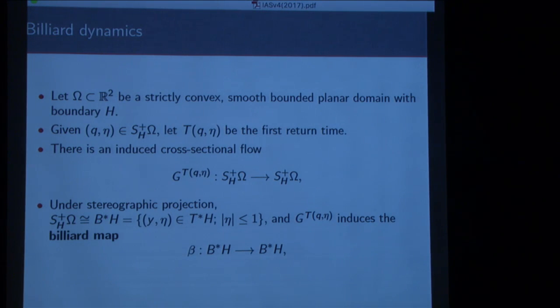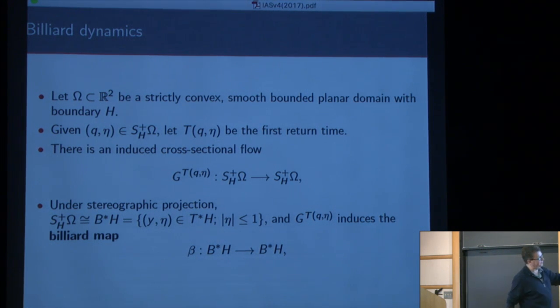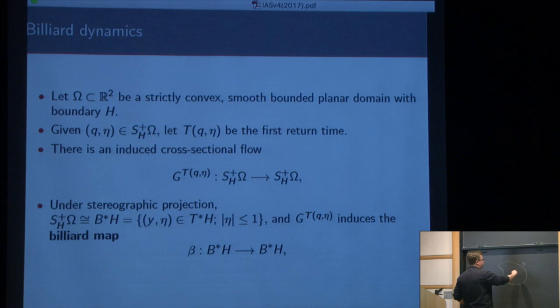Okay, so let me just begin with some basic stuff. Suppose omega is a strictly convex, smooth, bounded planar domain. Now omega is different than the omega here. Omega just bounds. Suppose I have some curve. This could be in a manifold without boundary or with boundary, it doesn't matter. And so omega will be the interior of this thing. It bounds some domain. And let's suppose it's strictly convex for simplicity. So I can talk about the billiard mapping.